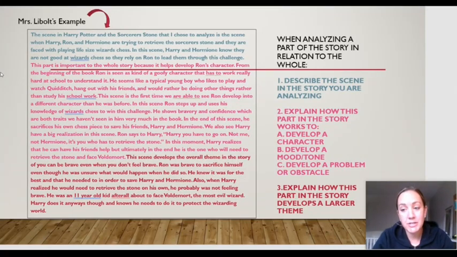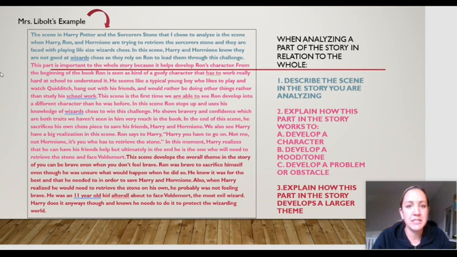All right, so we went ahead and watched that scene of the chess match, and now I wrote an example of analyzing a part in relation to the whole and explaining why it's important. So first of all, just a reminder, when I'm analyzing a part of the story in relation to the whole, I want to describe the scene in the story that I'm analyzing. Two, I want to explain how this part in the story works to develop a character, develop a mood or a tone, or develop a problem or obstacle. And then finally, explain how this part in the story develops a larger theme.